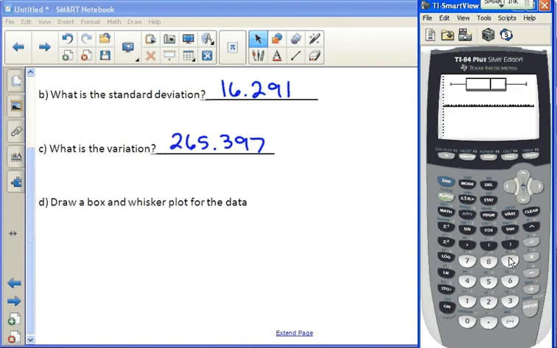To get the actual values to draw it, I go to trace, and then I see that my minimum is at 30. My Q1 is at 40. My median is at 56. My Q3 is 66. My maximum is 79, and it does not appear that there are any outliers, so I don't have to worry about those.